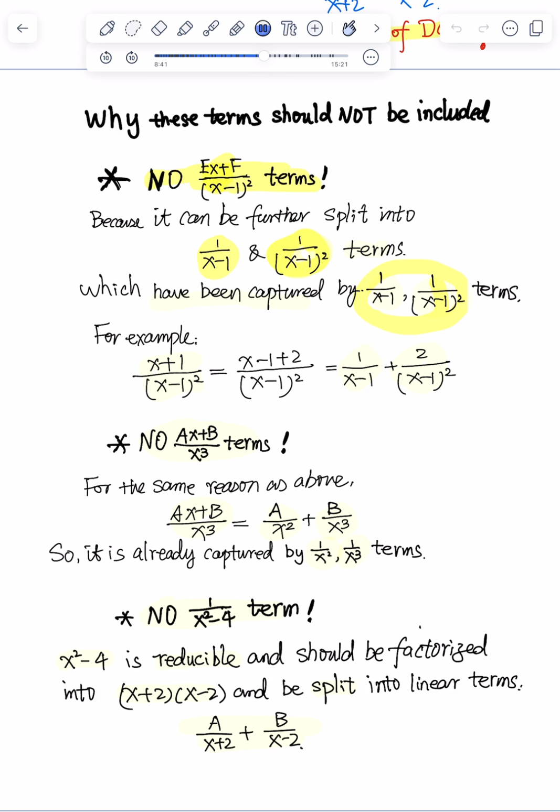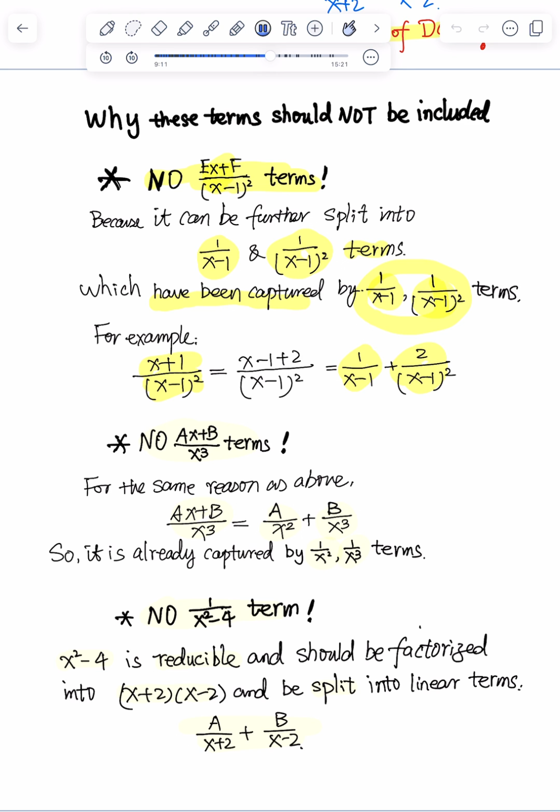x minus 1 and 1 over x minus 1 squared terms. So that means it should already be captured by those terms already. For example, x plus 1 over x minus 1 squared can be split into 1 over x minus 1 plus 2 over x minus 1 squared. And they should be included in those terms.